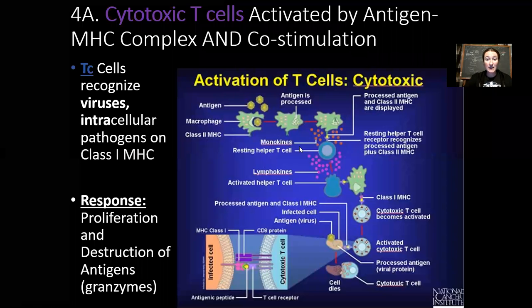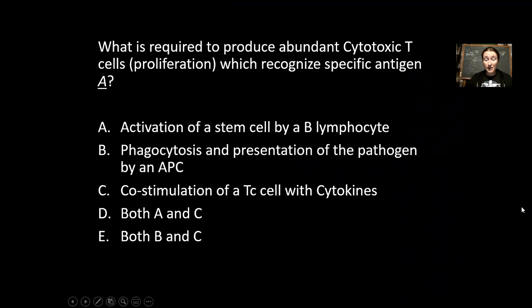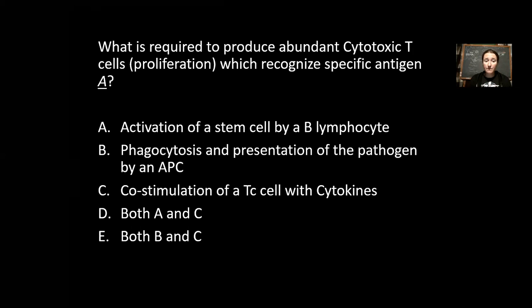All right, so let's look at a question before we continue on with our story up here. And I did make a couple changes so that we could fit a little bit more stuff up there. I'll show you that in a moment. What is required to produce abundant cytotoxic T cells or proliferation, which recognize specific antigen A, right? So this particular bacteria. Activation of a stem cell by a B lymphocyte, phagocytosis and presentation of the pathogen by an APC, co-stimulation of a cytotoxic T cell with cytokines.